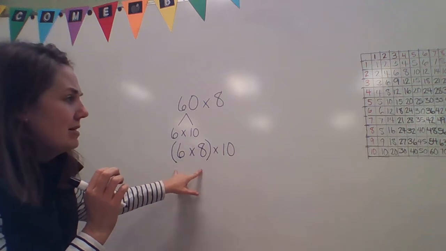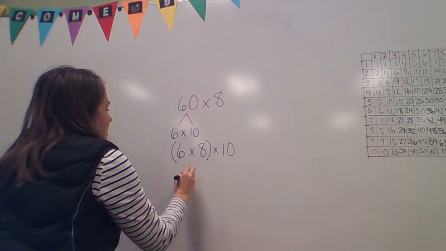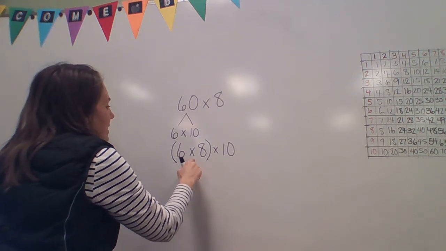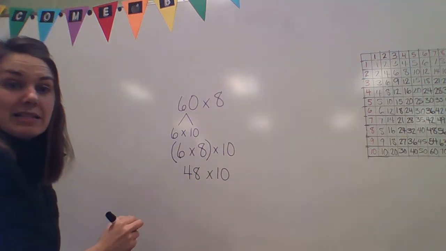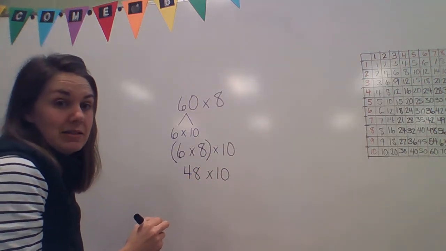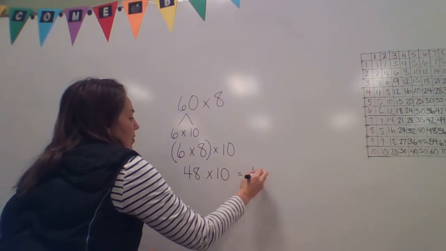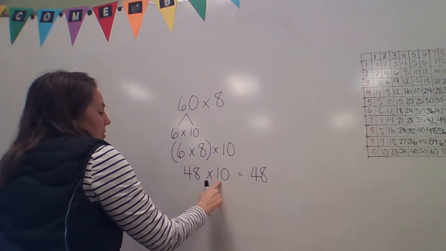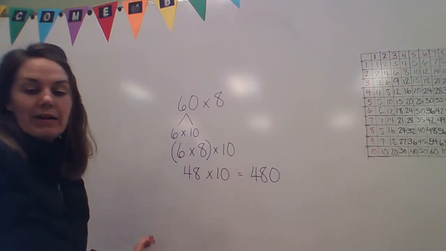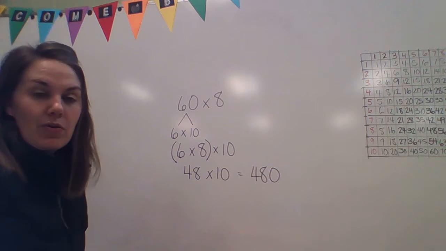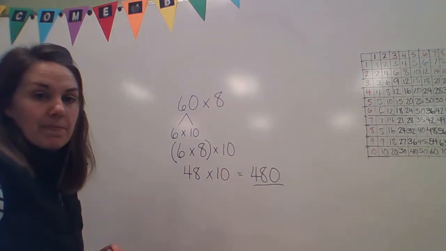Okay, so we have 6 times 8. I am going to verify, yep, that's 48. So now I have 48, and I'm still going to multiply it by 10, right? So that's like saying I have 48 tens, or I'm going to think of it as 48 times 10. I'm going to add that 0 to the end to make it 480. So on the line where it says solution, you should have 480.